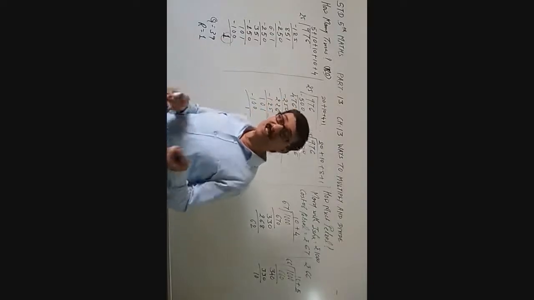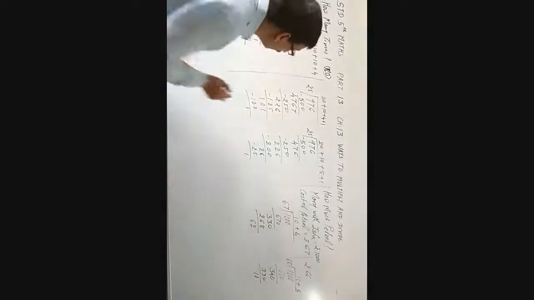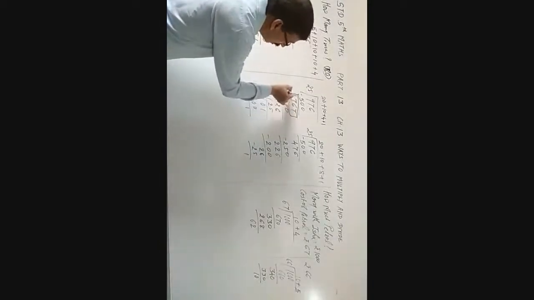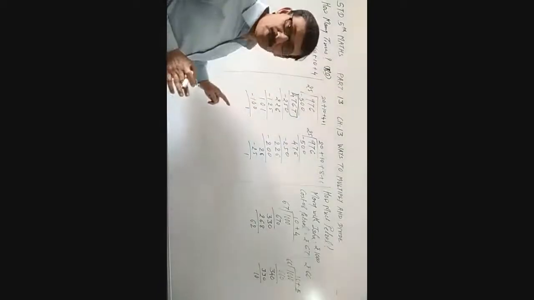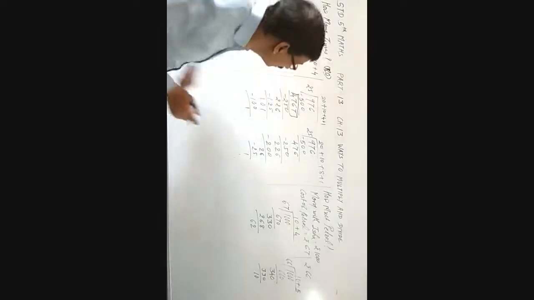Now let's see the other children. In fact, in your mathematics it is something like this, and here this rule should not be there, but there is a mistake, a big mistake somewhere over there. So let's see the real corrected question there.